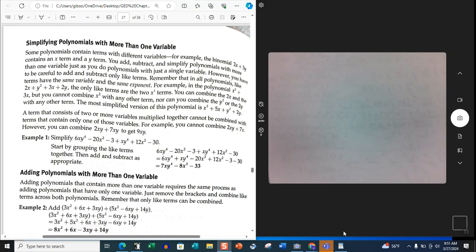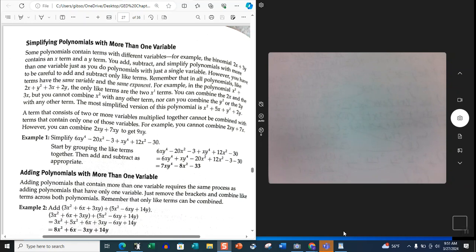Okay, class, we're about to start lesson 10, part 2. It says simplifying polynomials with more than one variable. Some polynomials contain terms with different variables. For example, the binomial 2x plus 3y contains an x term and a y term.